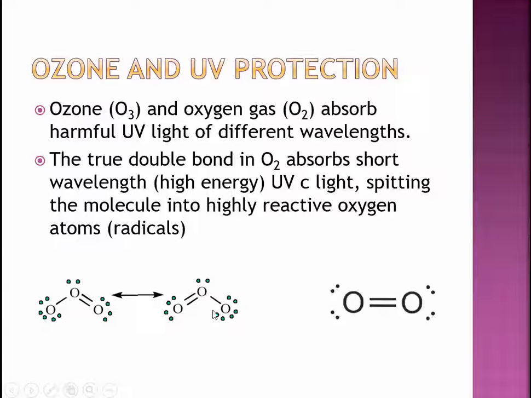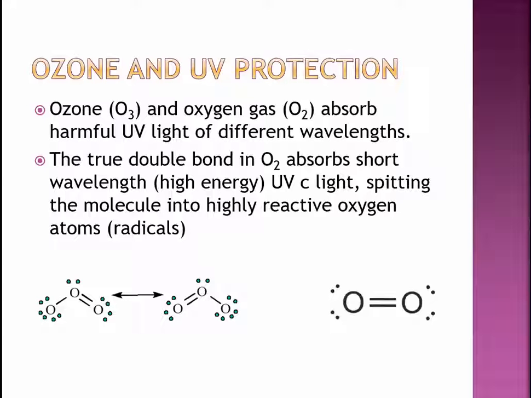So this is a true double bond. This is somewhere between a double bond and a single bond. It's like a 1.5 bond. So this is a stronger bond. This is a little bit weaker of a bond. O2 can absorb high energy ultraviolet light. They call that UVC. So basically a photon of ultraviolet light of a high energy will come in here and it can break this bond. And when it breaks that bond, the photon of light gets destroyed. So therefore, that harmful piece of ultraviolet radiation is not going to come down and cause harm to us. So regular old O2 blocks a bunch of the UVC light that's coming in.